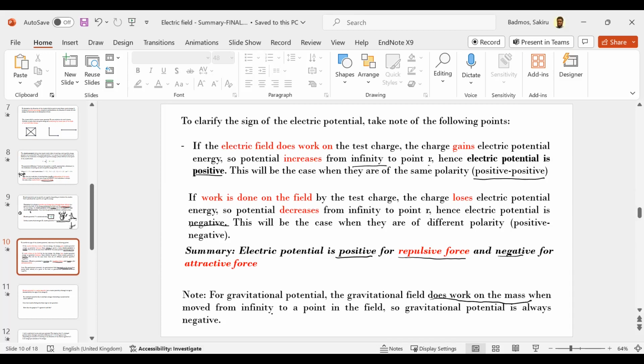So when moved from infinity to a point in the field, gravitational potential is always negative, okay? Because it's an attraction. There's always an attraction in the case of a gravitational field.